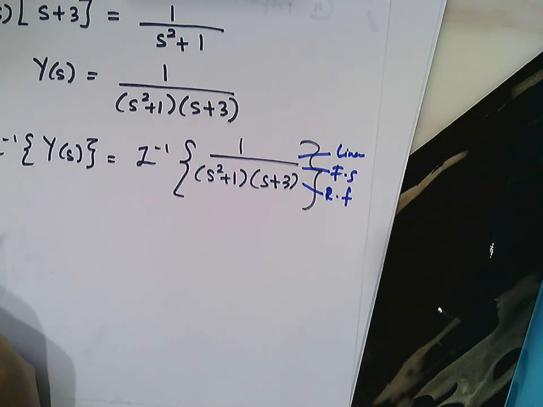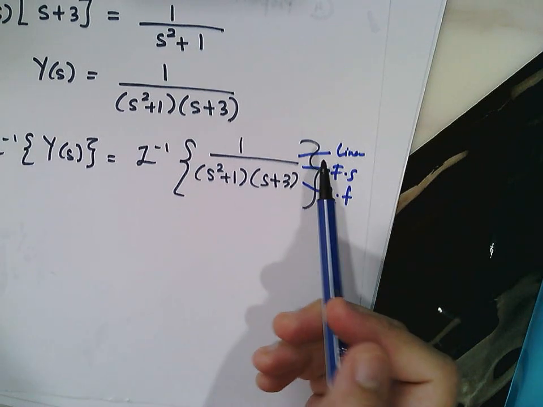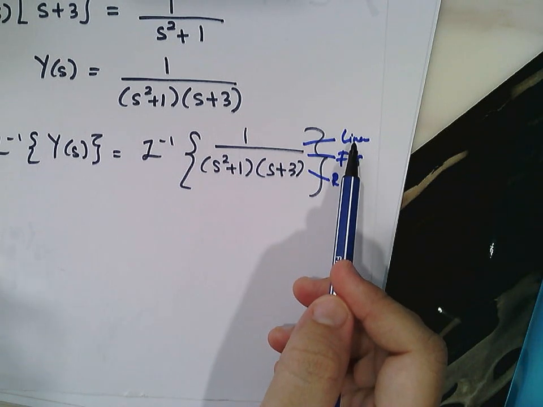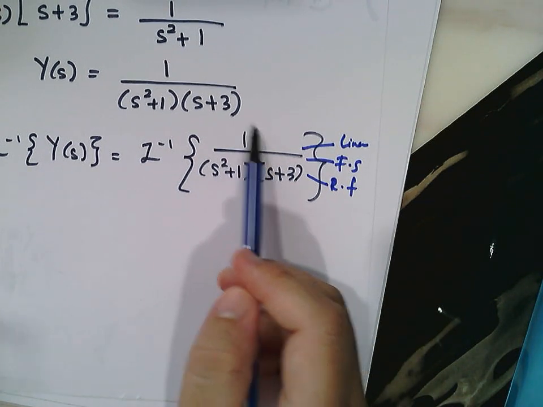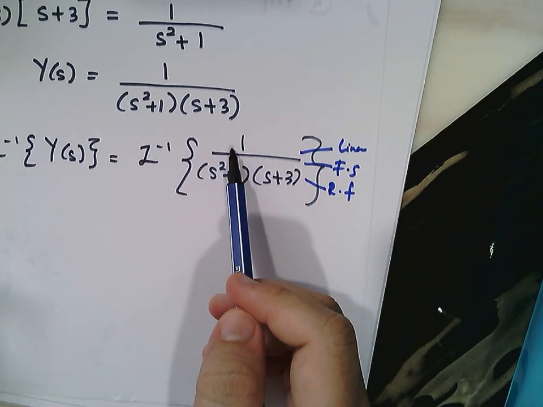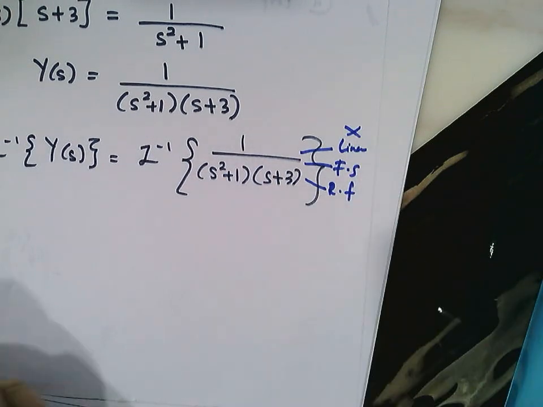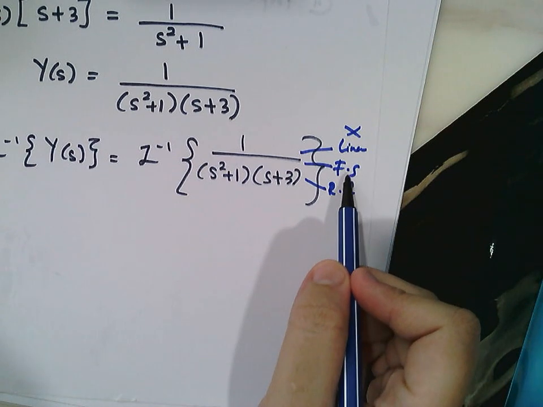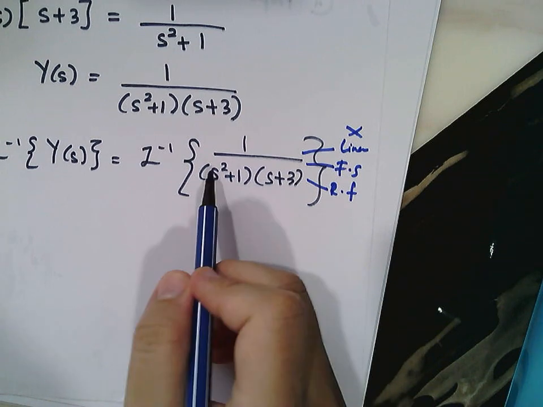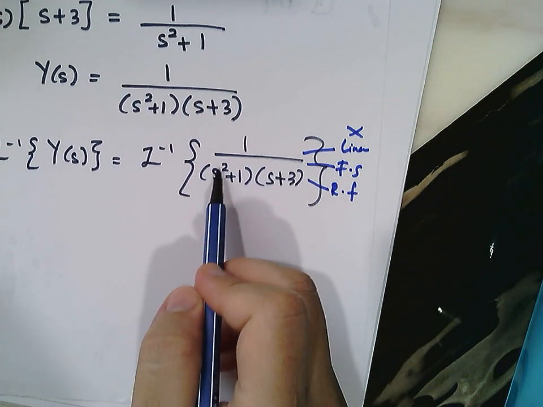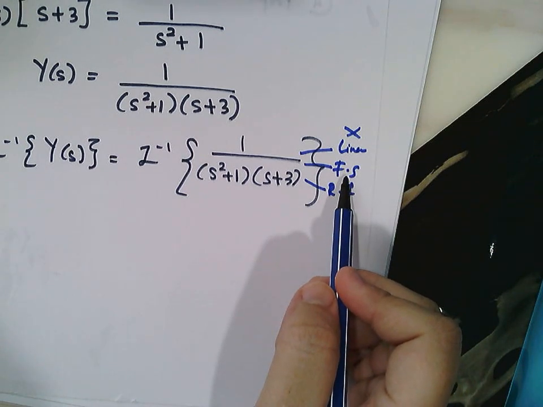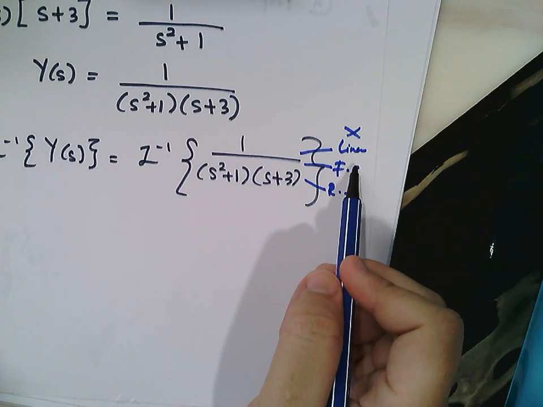Okay, so as you can see here, you cannot apply the linearity property because you don't have anything to be split into two functions, because you just have one for the numerator. So this one does not work. First shift, so do you have any s minus a term here? You might say this one, but as you can see here, you also have s squared plus 1 here. So s minus a does not work for this one.